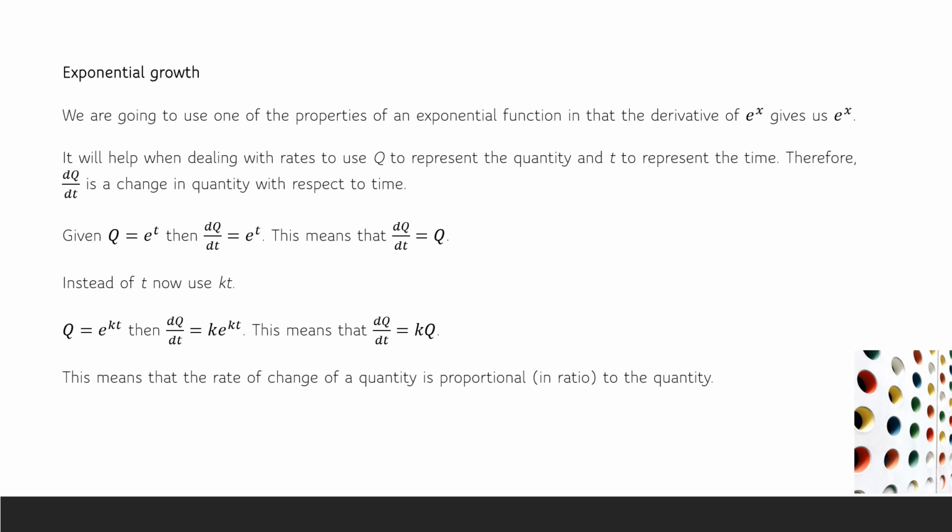So we have Q equals e to the t, then dQ/dt equals e to the t itself, because if you differentiate an exponential, you get itself, meaning dQ/dt equals the quantity itself. If we had some constant, so e to the kt, then when we differentiate, we get ke to the kt, because remember, when you differentiate an exponential, you differentiate the power, the kt, it comes out the front, so the k, and you rewrite the exponential. So that means that dQ/dt would equal k lots of the original quantity, meaning that our rate of change is proportional to the quantity itself.